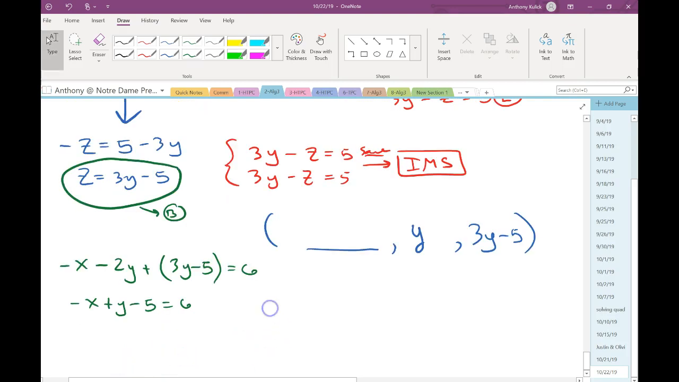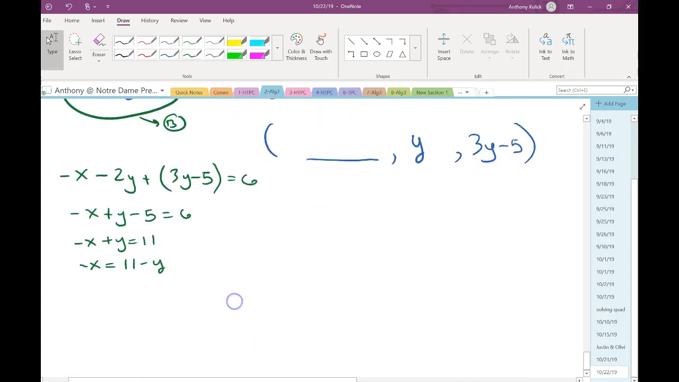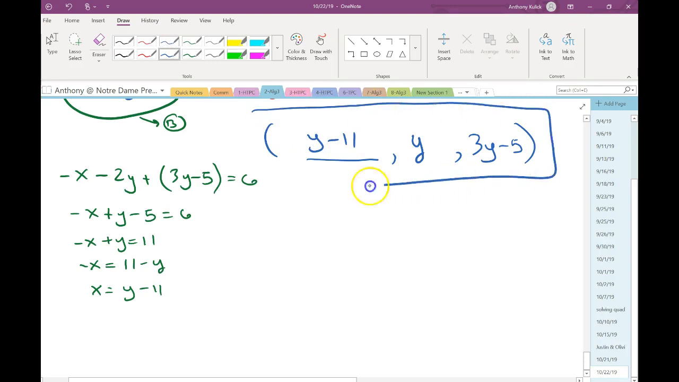I get this, and I want to get x by itself, so I'm going to add 5 over, and then subtract the y over, and then divide both sides by negative 1. So that's the form of my infinitely many solutions.